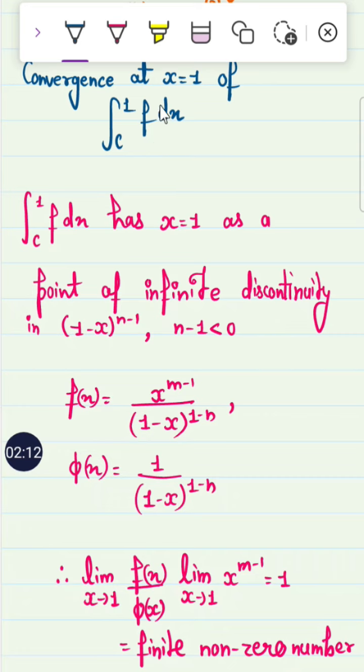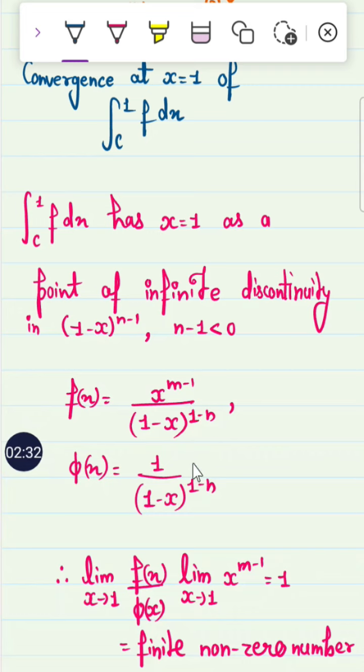Now what is the convergence at x equals 1? Because we have 2 points of discontinuity, the integral from 0 to 1 exists as this, and now the integral from c to 1 of f dx is treated with the same process as the point of infinite discontinuity. With n minus 1 less than 0, f(x) equals x to the power m minus 1 upon (1 minus x) to the power n minus 1, right?